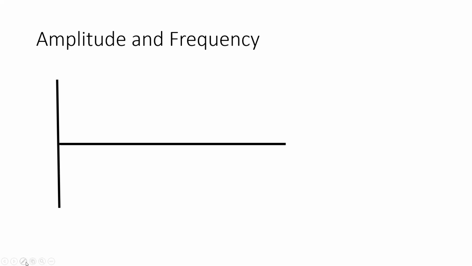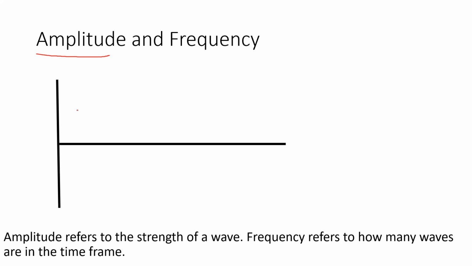All right, amplitude and frequency. So we are going to look at amplitude first. And amplitude refers to, actually I'll pull up the little definition here. Amplitude refers to the strength of a wave. So if this is our starting point of the wave, the amplitude is the distance from this origin line in the middle here to the highest part of the crest of a wave. And the crest is obviously the top part there.